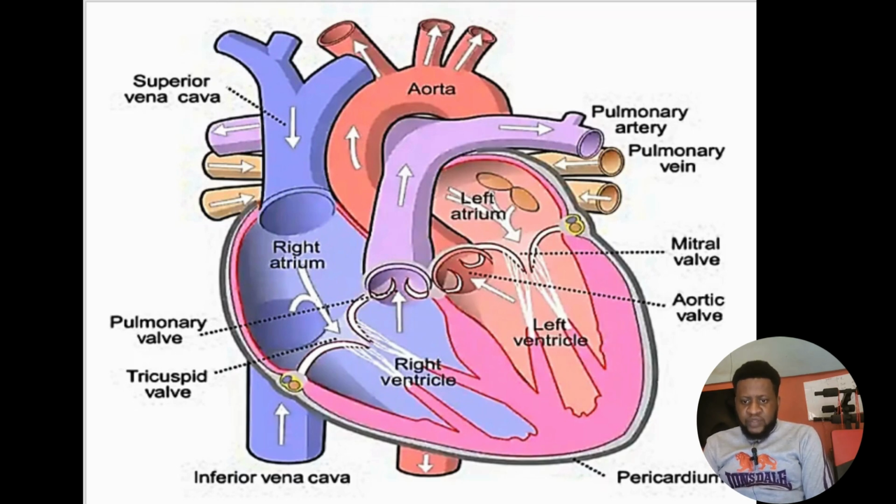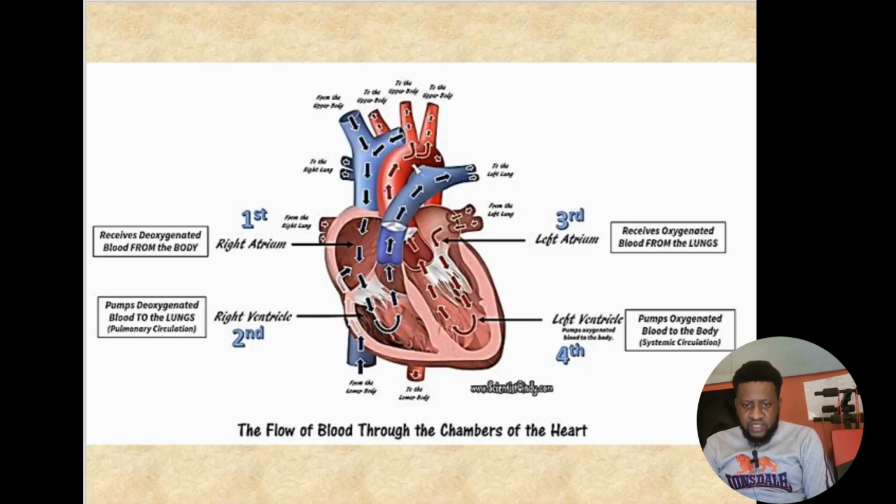So this is another diagram. This one is numbered. You can see they decided to start from the right atrium. So the atrium starts first. It receives the deoxygenated blood from the body. Then it moves to the right ventricle. That is second. It pumps the blood into the pulmonary artery and into the lungs.